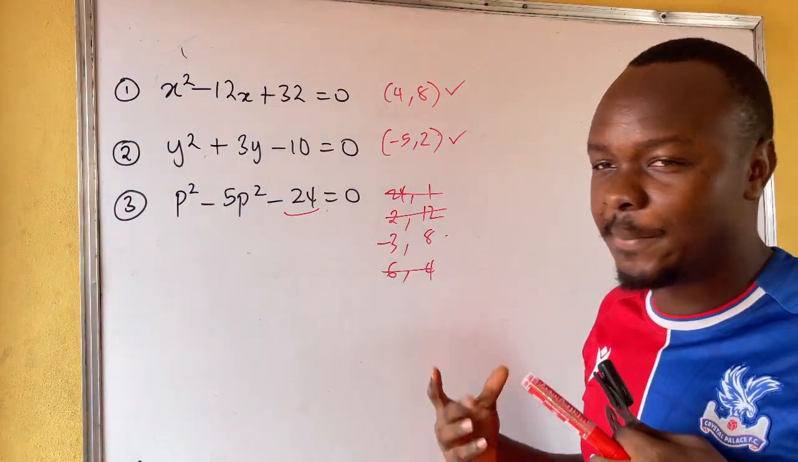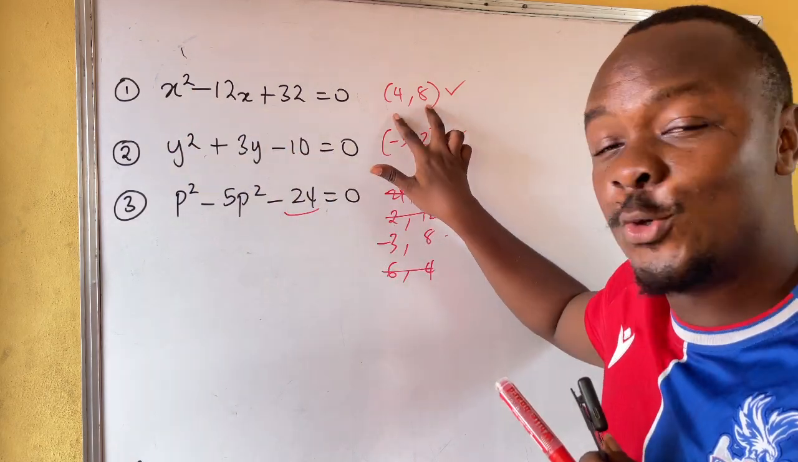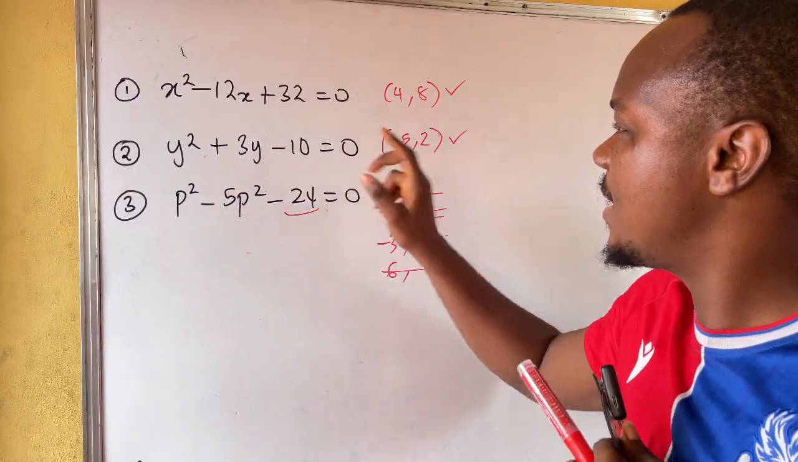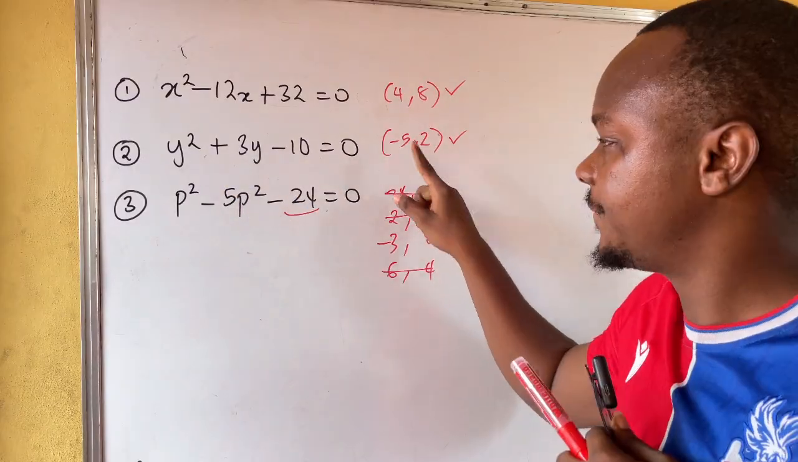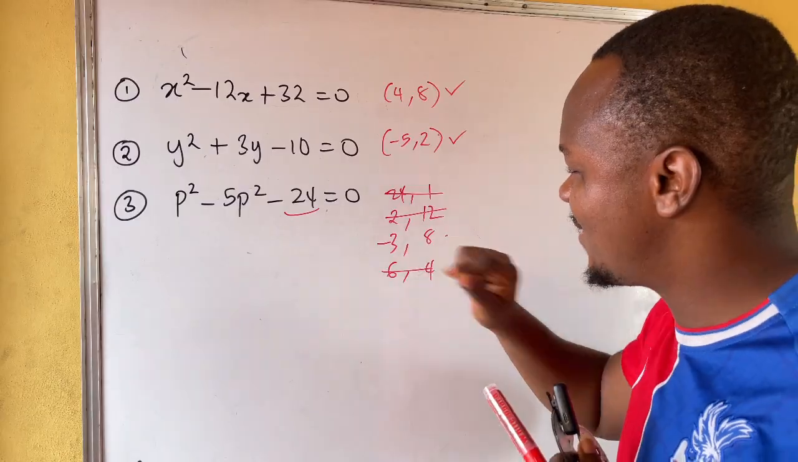Okay, so let's do a recap. When you have minus and plus, you don't give any of them a minus sign. When you have plus and minus, the bigger number gets the negative sign. When you have both minus, the smaller number gets the negative sign.